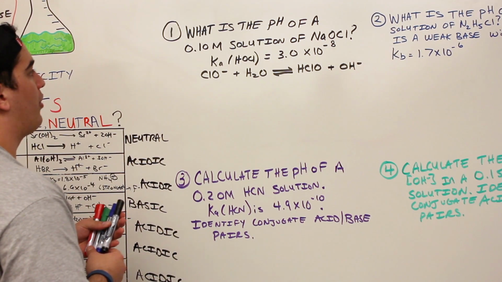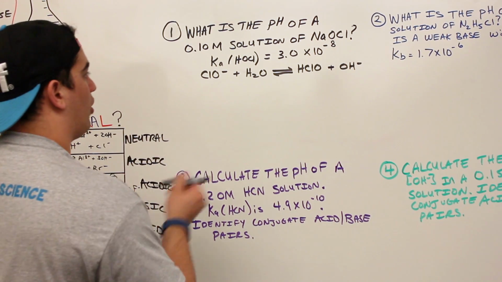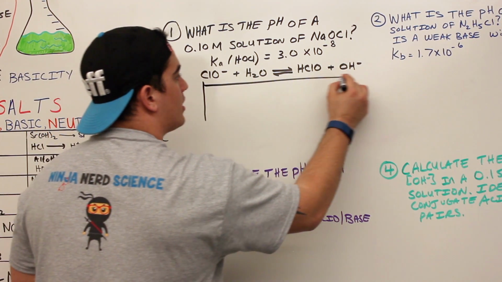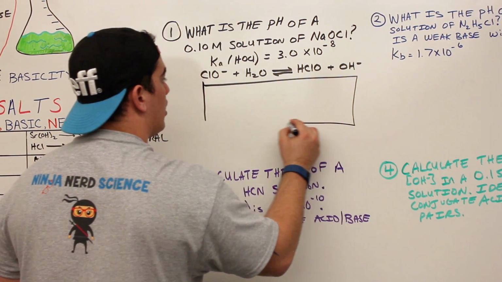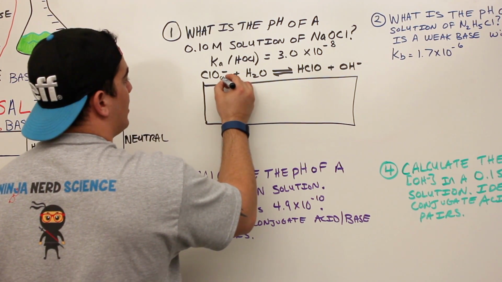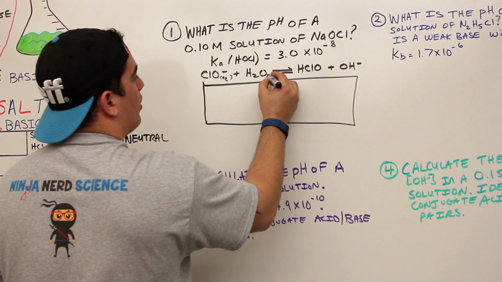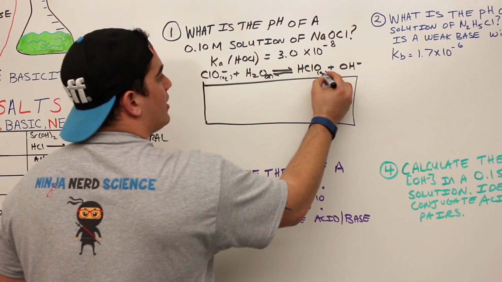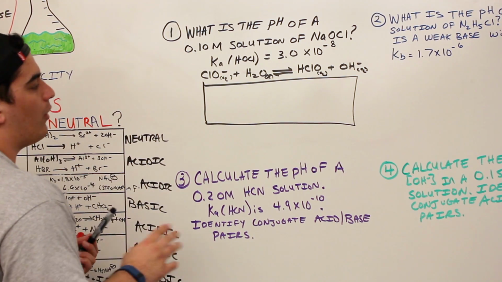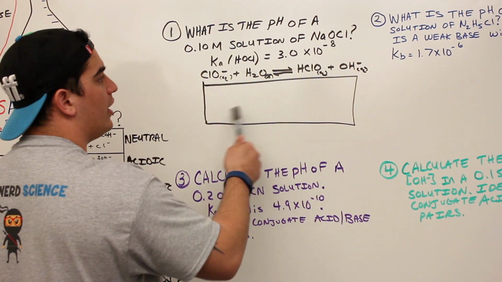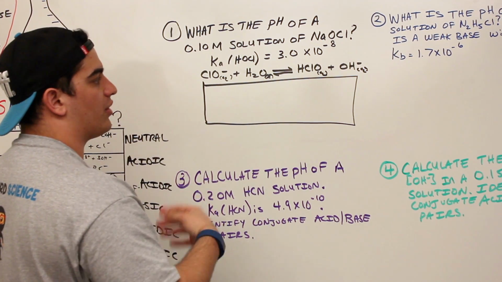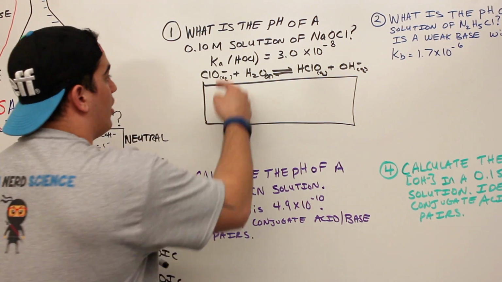Then we're going to throw in a quick little ICE table. Let's write each species across the top. I should also put their states: this is aqueous, this is liquid, this is aqueous, and this is aqueous. Why do I do that? Because you never include liquids or solids in your Ka expression, which we'll talk about.